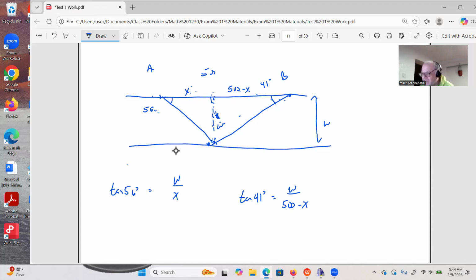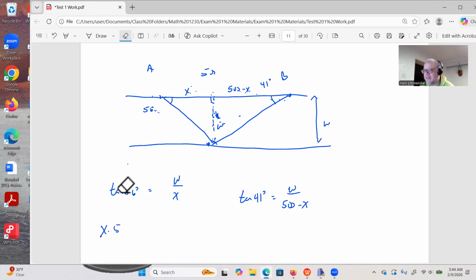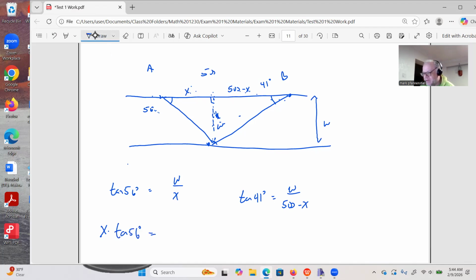Let's go ahead and simplify this a little bit because I prefer not to deal with the fractions. We're going to say this is X times the tangent of 56 degrees, and that is equal to W. And then we have 500 minus X times the tangent of 41 degrees is equal to W.